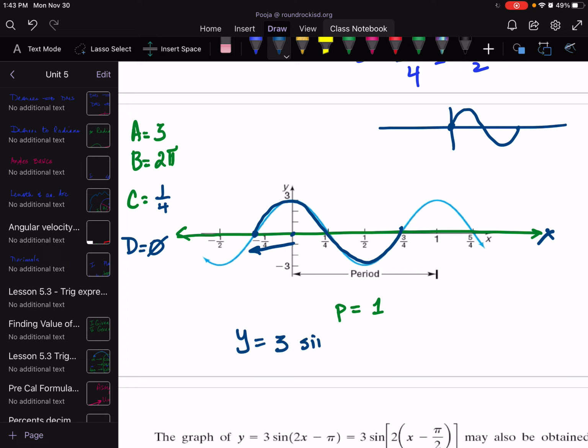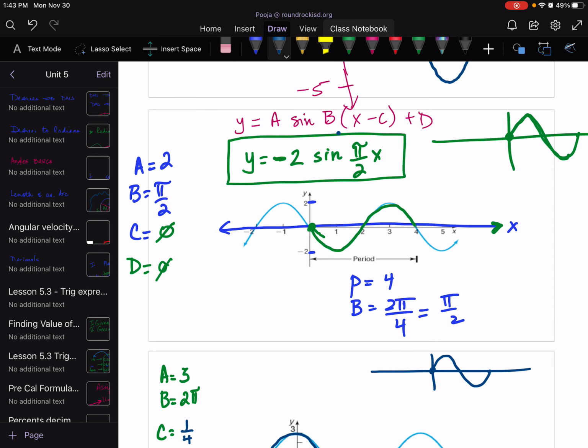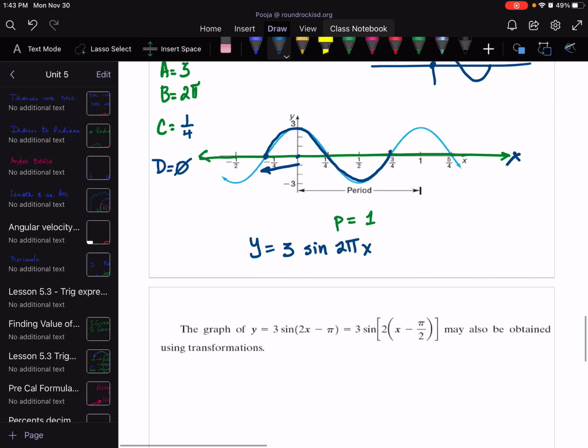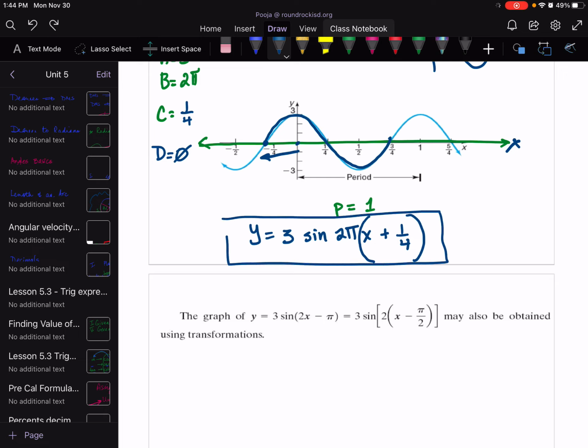A sine B x, and then plus here. I've got the B, x, and then C, because it's to the left, left means positive. By the way, let me put the parentheses there. And then D is basically 0. I don't even have to write that. So here is the equation of the graph that was given to me. And we know this is the sine function, and hence we are accommodating sine to begin with.